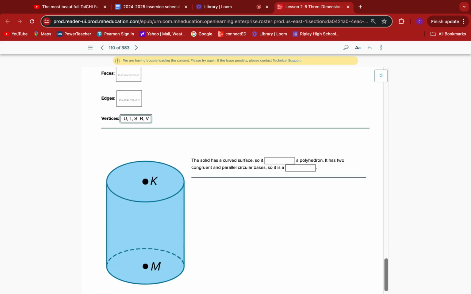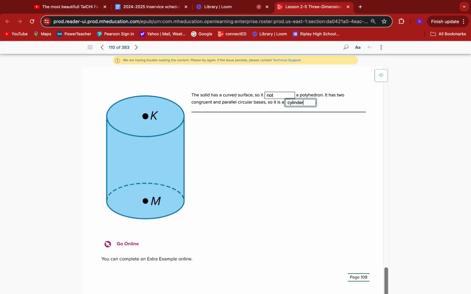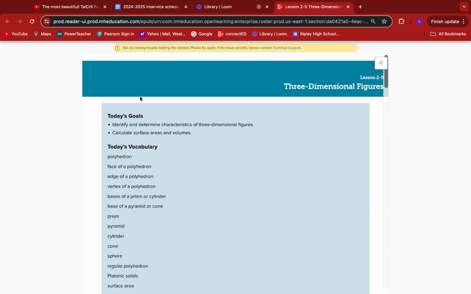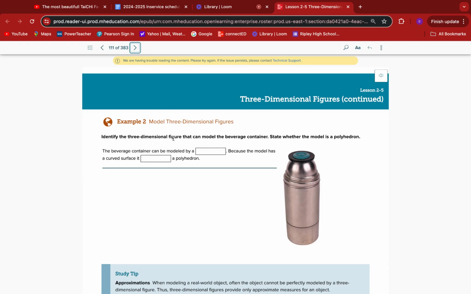Okay, moving on. Let's see what we got here. Solid has a curved surface, so that is not a polyhedron. It has two congruent and parallel circular bases, so this is a cylinder. Need another example? Go online. I'm just going to go to the next page. Okay, so turn your page.